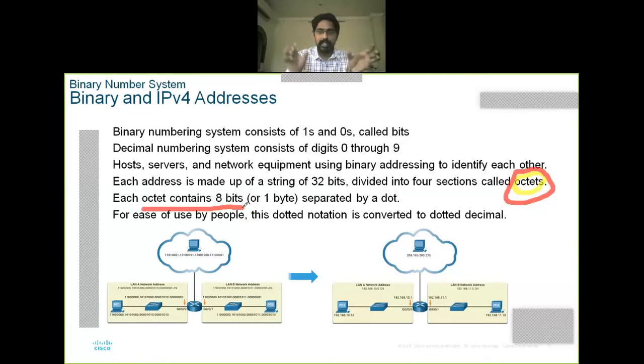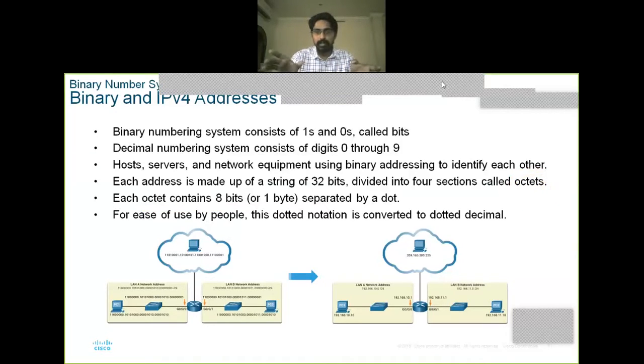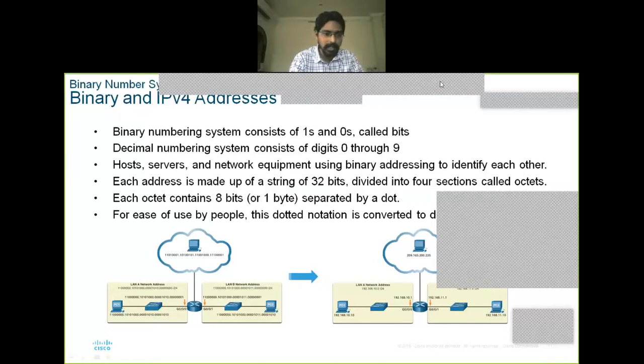Next, each section is separated with the help of a dot: section, dot, section, dot, section, dot, section, right? So we use dots to write this, and this type of thing is called dotted notation format. Observe the picture. Is it clear for you? In that picture, observe the bottom left one.